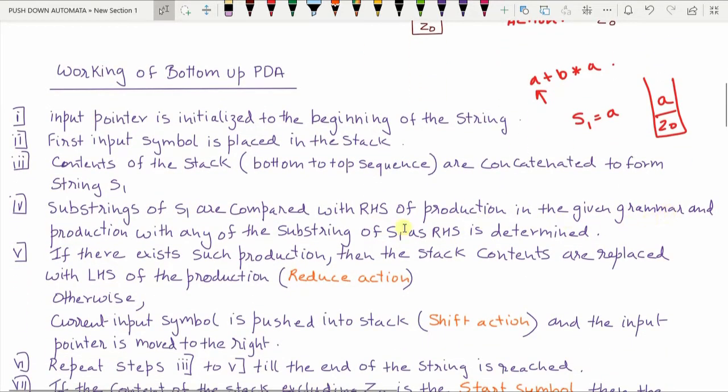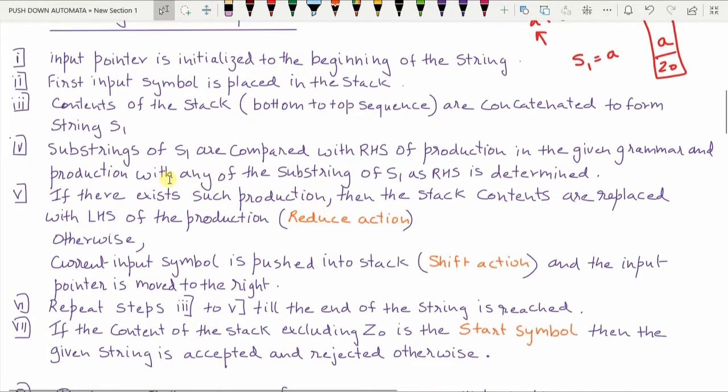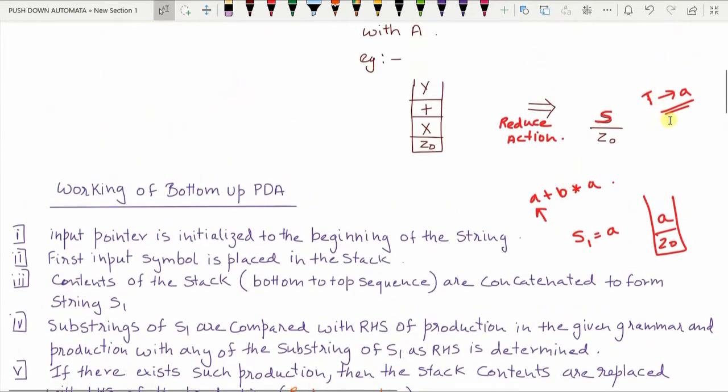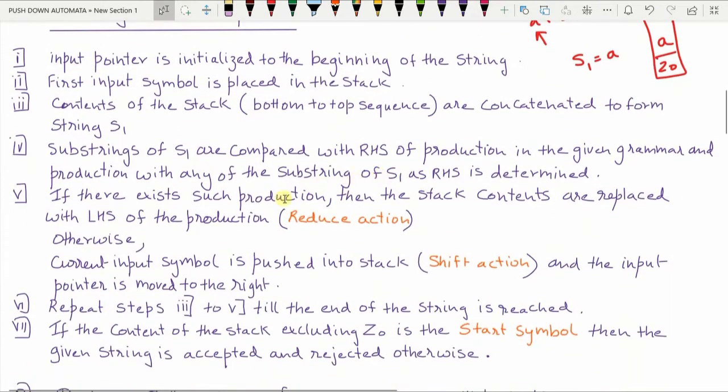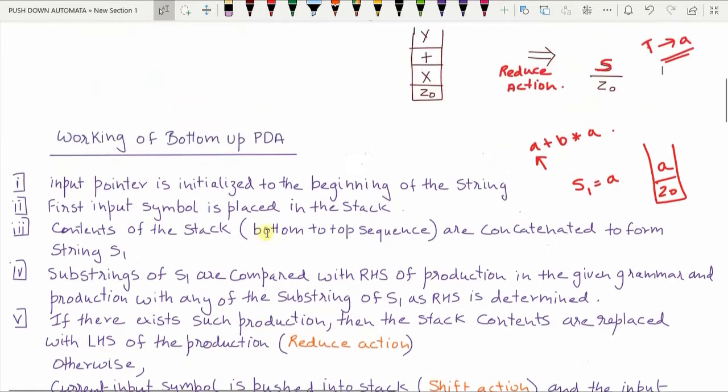And if there is any production with any of the substrings of S1 on the right hand side, it is determined. Now you see there is one production where a substring of S1 is present as an element of the right hand side. If A happens to be the right hand side of any production, then what do we do? The fifth point says if there exists such a production, then the stack contents are replaced with the left hand side of the production.